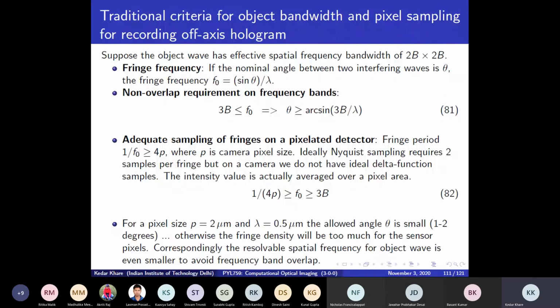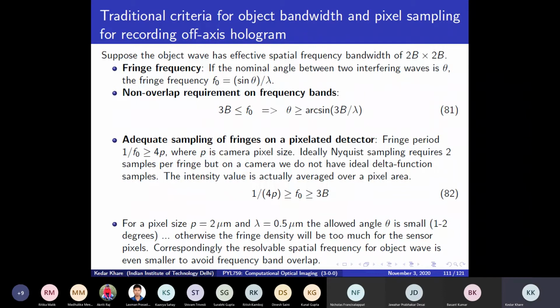But then, there are two bounds on how much the angle can be. So the angle has to be at least large enough that it does not cause overlap of the bands, and it has to be small enough that the fringes are sampled well. Okay, is that clear?